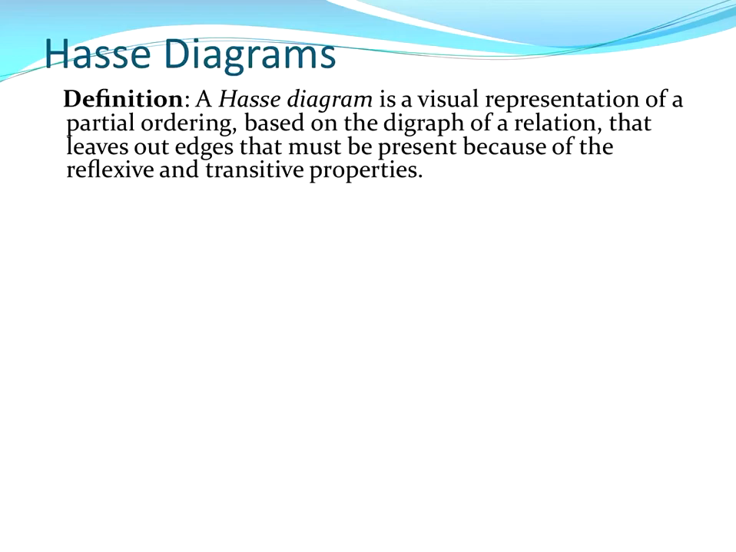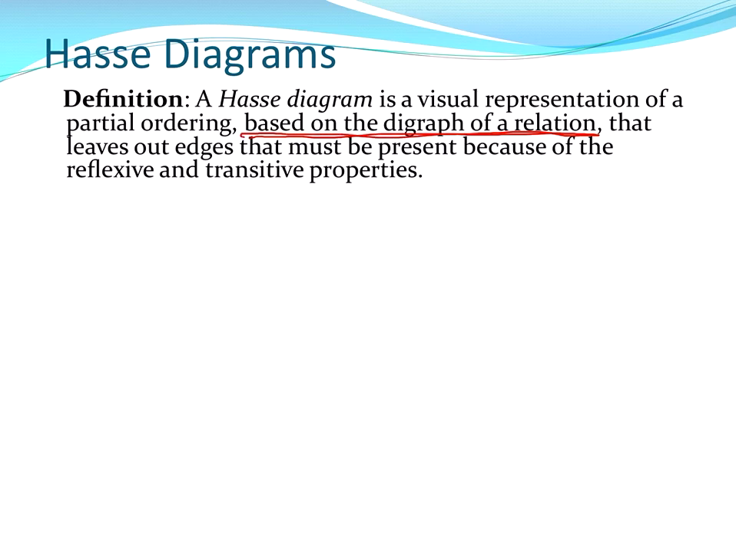Section 9.6 of Rosen is on partially ordered sets. A relation that has the properties of reflexivity, antisymmetry, and transitivity we say is a partially ordered set. One useful way to analyze partially ordered sets is with what we call a Hasse diagram, and it is based upon the digraph of the relation.